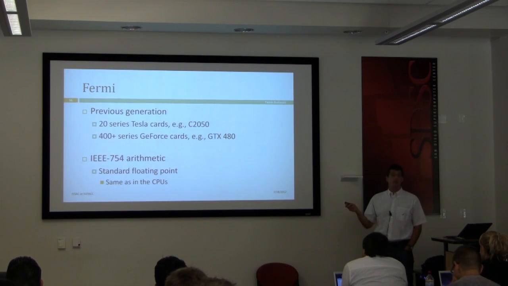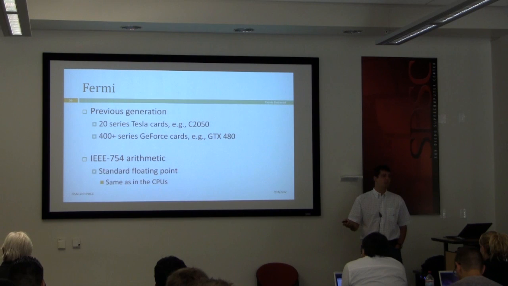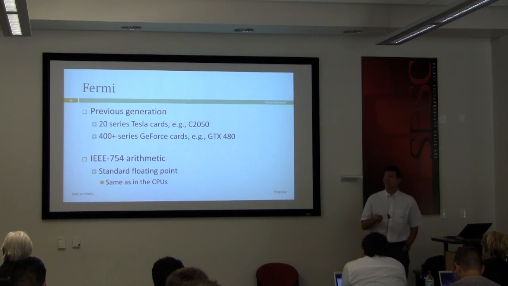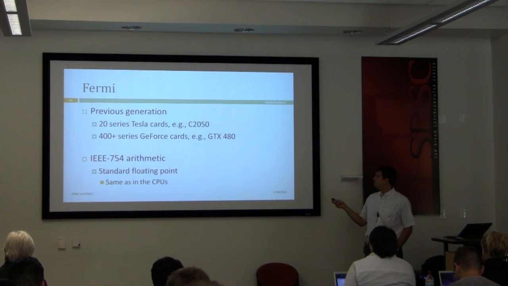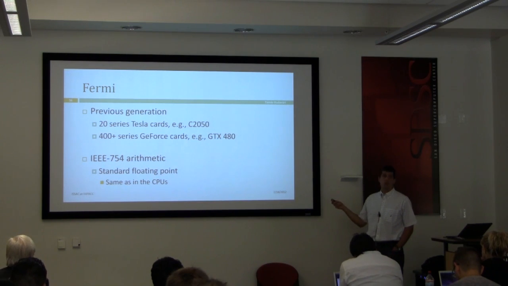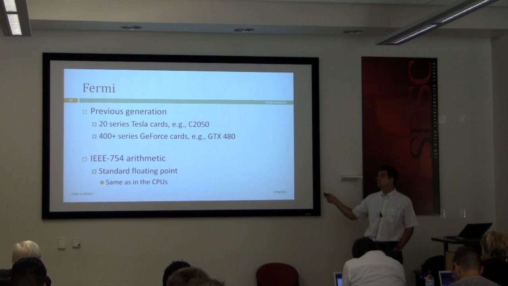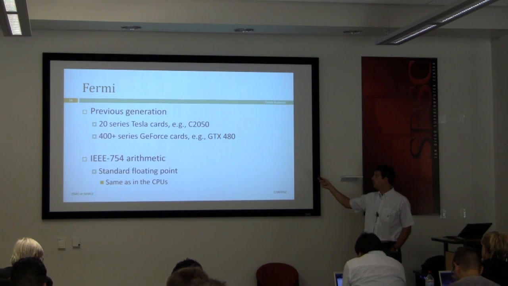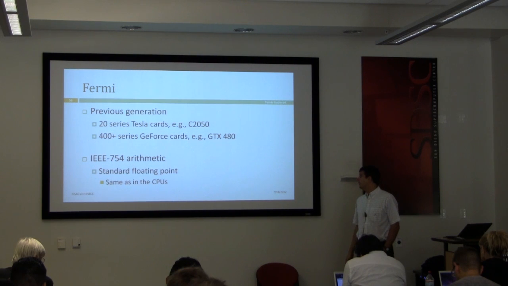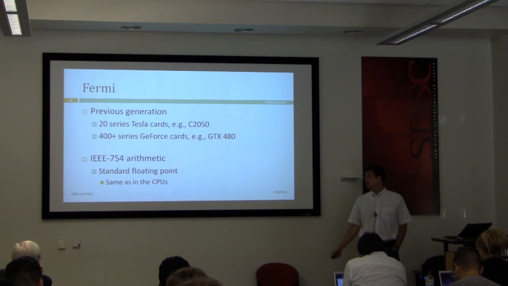So the Fermi is the name of the previous architecture. Previous meaning, early this year and previous years. So this is where the cards that we'll be programming are as well. We'll be looking at the C2060. So these are cards with 400 plus cores and about 3 gig of RAM.